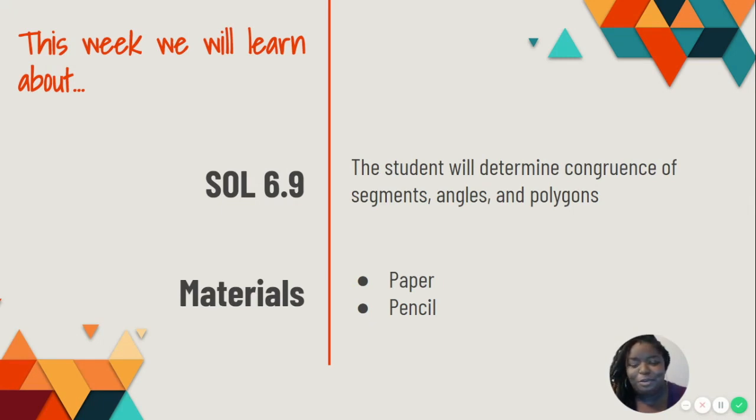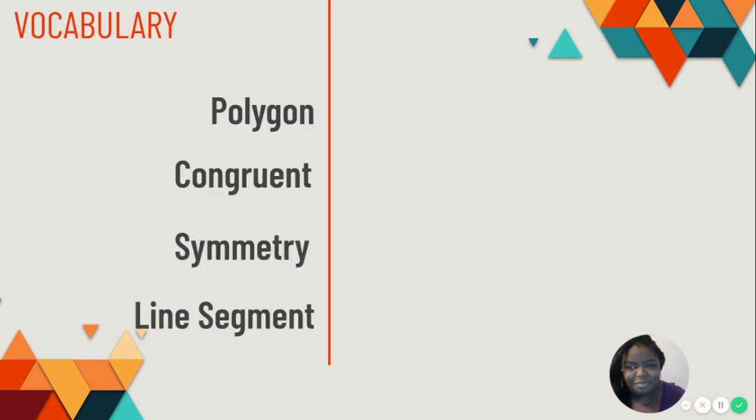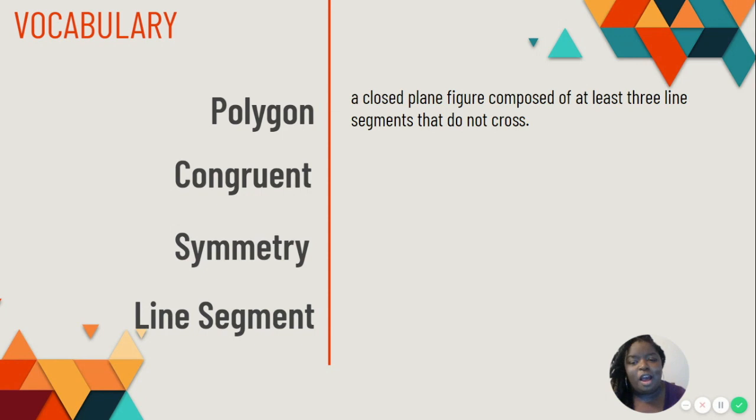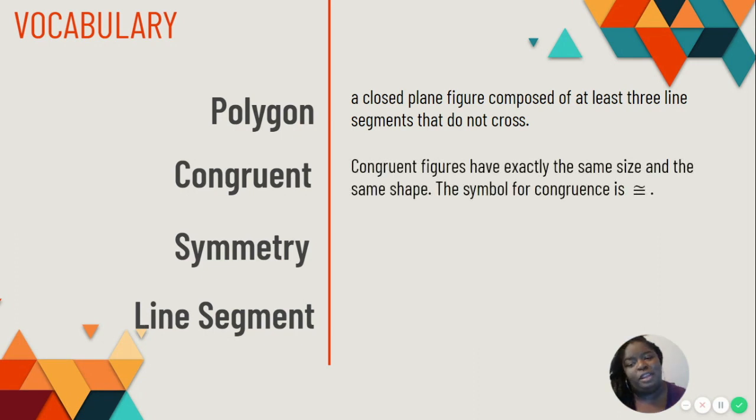So, to continue the same standard that we worked on previously, we are on SOL 6.9, where we're talking about congruence of polygons. And once again, you will need paper and pencil for today. So here's our vocabulary again. We really dived into what a polygon is yesterday, and we definitely went into congruence yesterday as well.